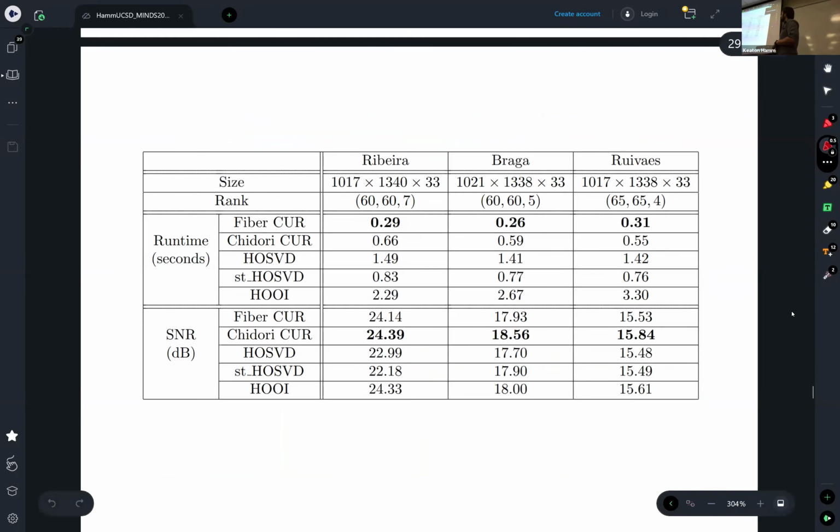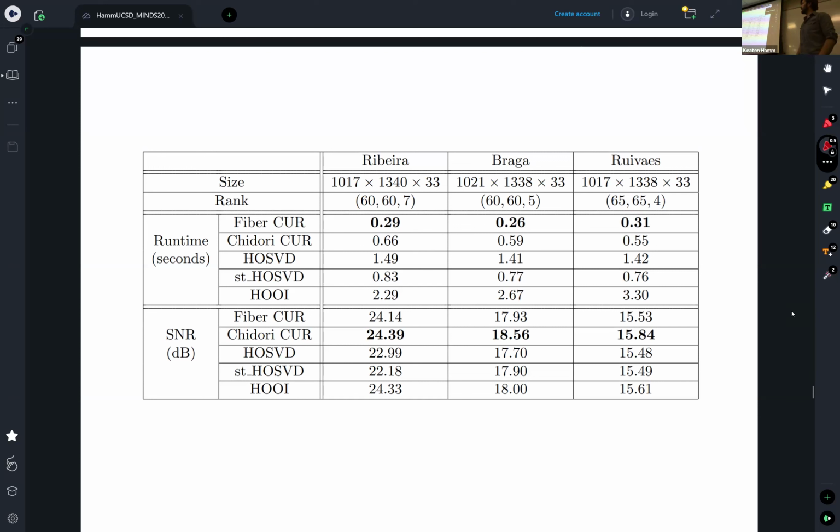Okay. So just to show some actual numbers associated with those pictures. These are the three different data sets that I mentioned. They're modest size tensors, on the order of 1,000 by 1,000, and then 33 spectral modes. What you're seeing here is that we sampled 60 fibers along each of the first two modes, which is not very much, and then 4, 5, or 7 of the spectral modes.